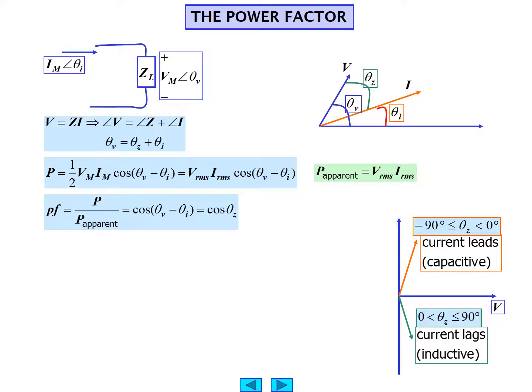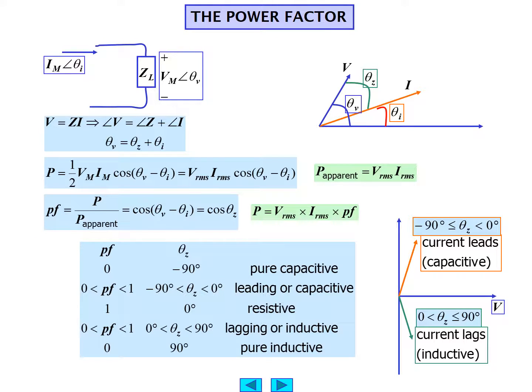The power factor then is the power P divided by the apparent power. And what we're left with is merely the cosine of the difference of the angles, theta_V minus theta_I, or if you will, cosine theta_Z. And that's what is known as the power factor. The power P then is V_RMS times I_RMS times the power factor. So the power factor is a convenient way of showing the relationship between V_RMS, I_RMS, and the apparent power.